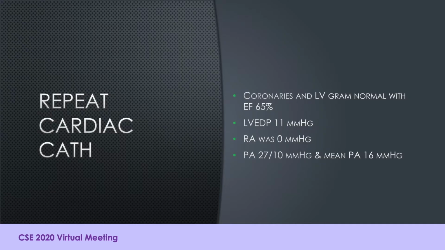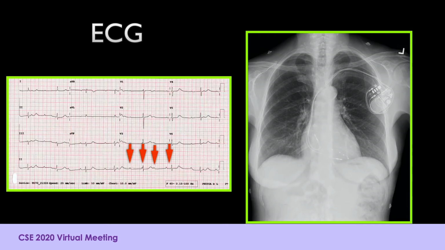Her NT-BNP was 1137, that is elevated. Repeat cardiac catheterization showed normal coronaries, normal ejection fraction. Her left ventricular end diastolic pressure was normal, as were her PA pressures. So there's no evidence of restriction or constriction and normal coronary arteries. She was discharged, but then presented to my office severely breathless 1 week later. An ECG showed complete heart block, for which she had a dual chamber pacemaker implanted.